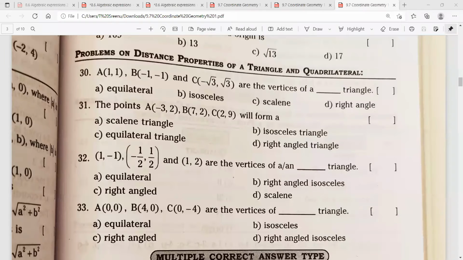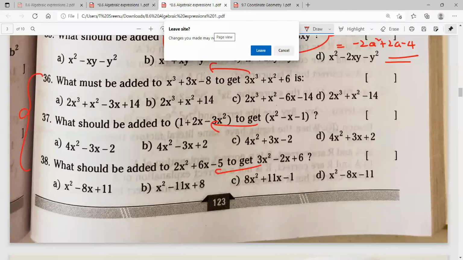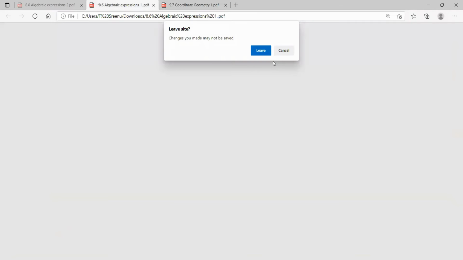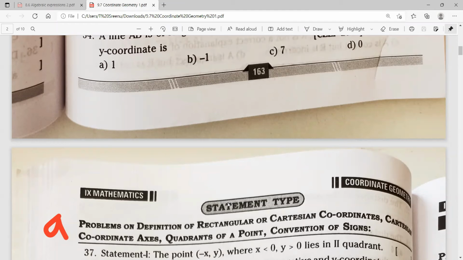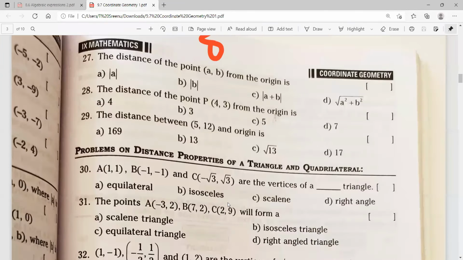Yeah, see here, question number 30. Can you see the screen? Yes, sir. Okay.